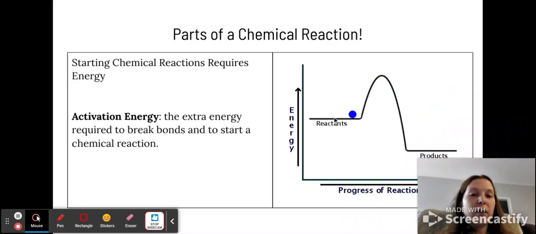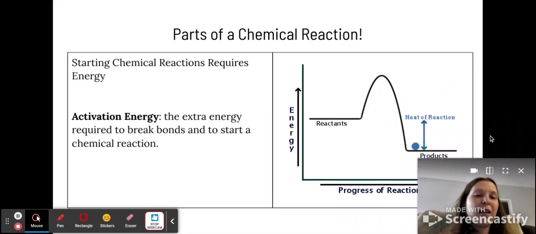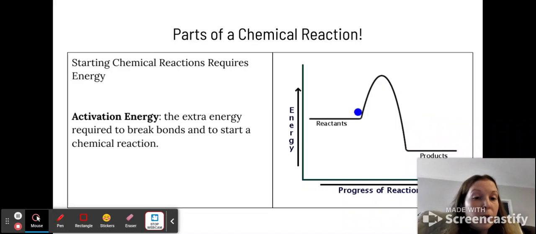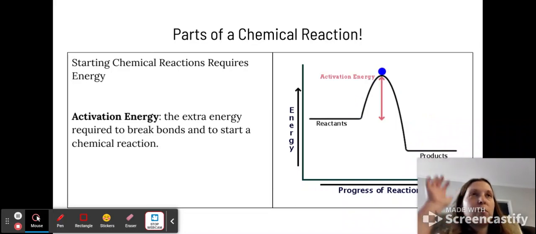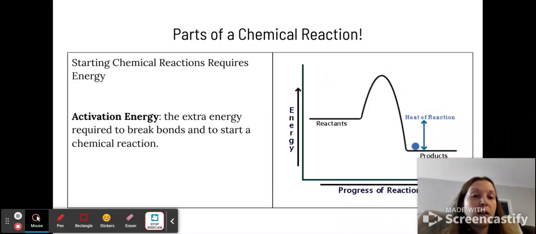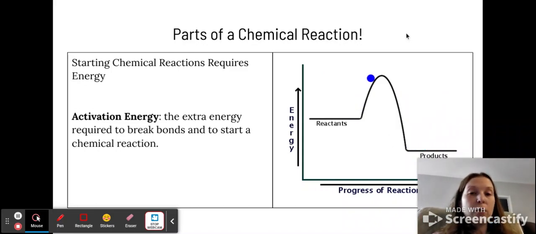So if you look at this GIF over here, we've got our reactants. They have to gain energy to get to the top of the hill so that they can complete the reaction. I like to say this is like a roller coaster because you have to always go up that first big hill before you can go through the rest of the ride, because you've got to build up your momentum and your speed. Well, that's what a chemical reaction does. It's got to build up energy to make it through the rest of the reaction.